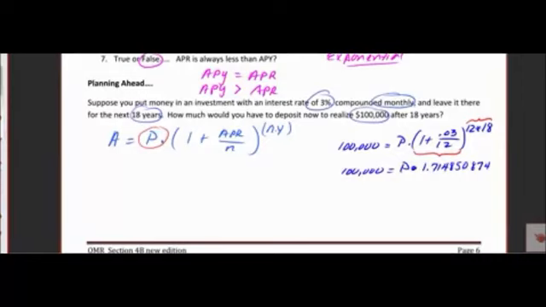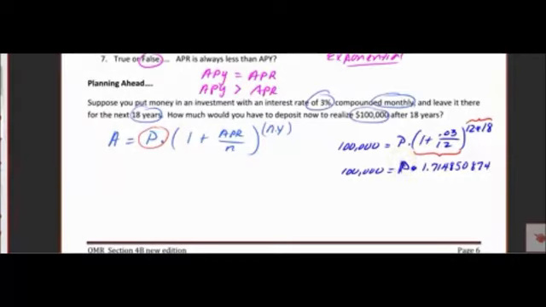So if you take 1 plus 0.03 divided by 12, find that number and raise it to the value of whatever 12 times 18 is, you should get 1.714850874. Remember, we don't round any of these problems till the very end.